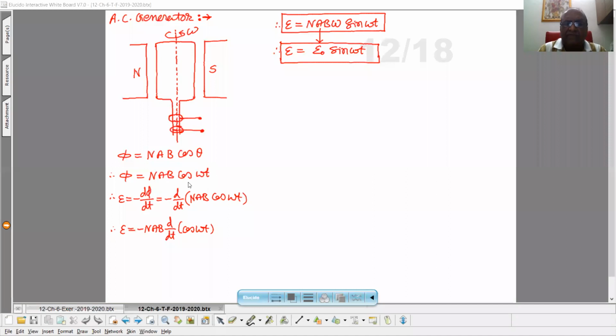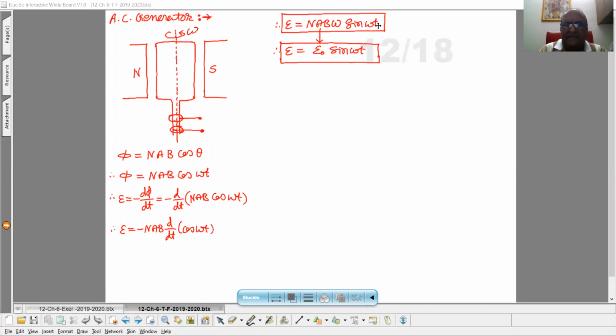So with time t, the flux associated with this coil will be continuously changing as per cosine function. Now EMF will be induced in it. We have the equation for EMF, that is E equal to minus d phi by dt, that is equal to minus d by dt of phi, that is NAB cos omega t. NAB is constant, differentiation of cos omega t is minus omega sine omega t. So E is now NAB omega into sine omega t.